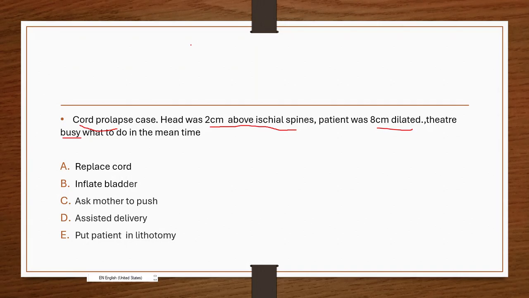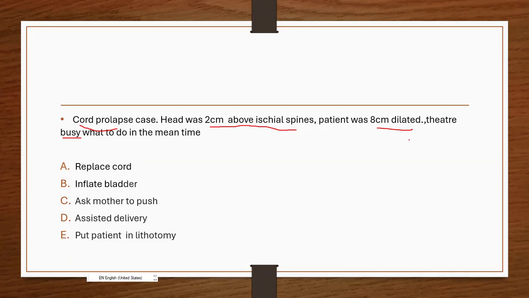Okay, so nice discussion is going on in the chat box. I was just observing. Some of you are for answer B, which is inflating the bladder. Some think we should do answer A, which is replacing the cord. And some think we should go for assisted delivery. Okay, so let's see.